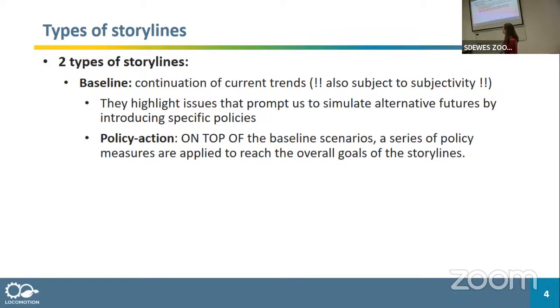And what are policy action scenarios? Those are scenarios where, on top of the baseline, we include additional policies and measures which will help us to achieve additional policy goals, like, for example, decarbonization. So, policy action scenarios introduce different policies which will help us to achieve additional policy goals.